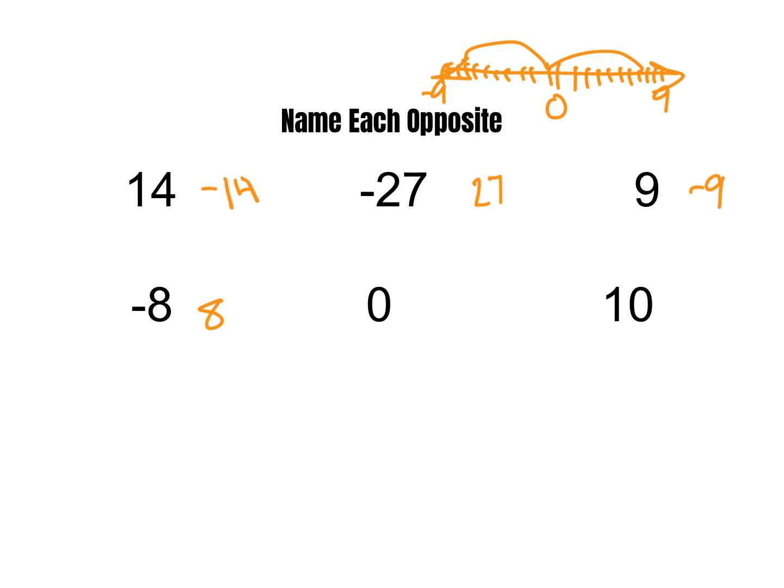0, if you went 0 from the start and then you went the opposite direction, you'd still be at 0. So the opposite of 0 is 0. There is no such thing as negative 0. The opposite of 10 is negative 10.